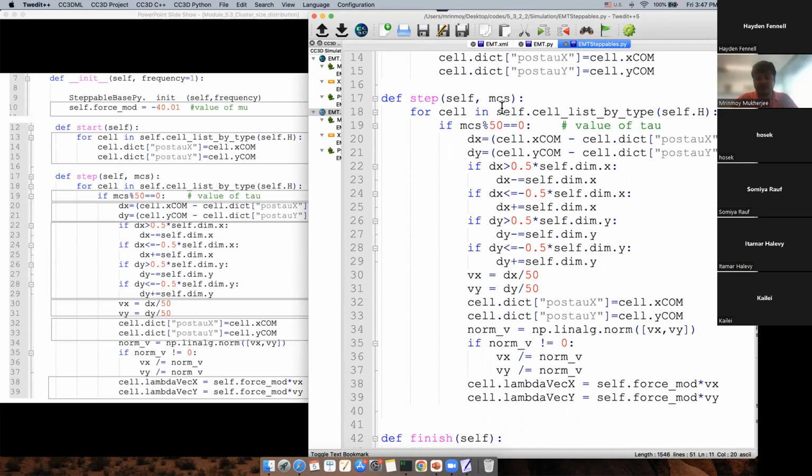Now in the step function, we need to choose some tau. Tau means for tau time, the cell will not change its polarity. So here we choose 50. If MCS modulo 50 is equal to 0, then you have to calculate the displacement dx and dy from its current center of mass and the previously stored center of mass.